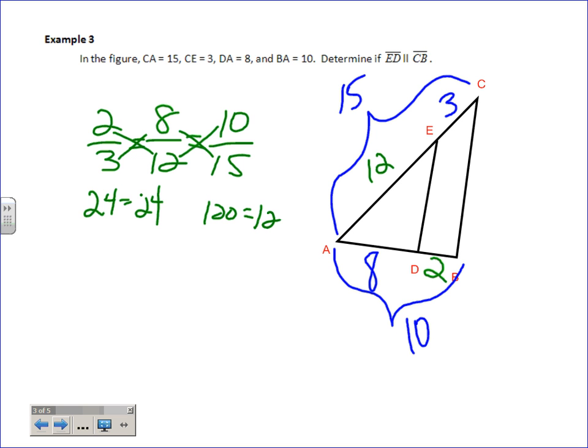All right. So what do you think? Do those two lines over here have to be parallel then if all those proportions are working out? Yeah, they have to be. So it says determine, and I would say yes, they are. Now, what if just one of those messed up? Well, then you'd say no. Okay. But these were all good. Any questions?